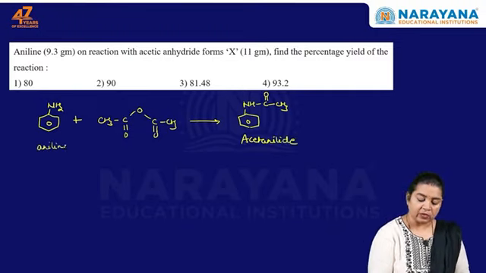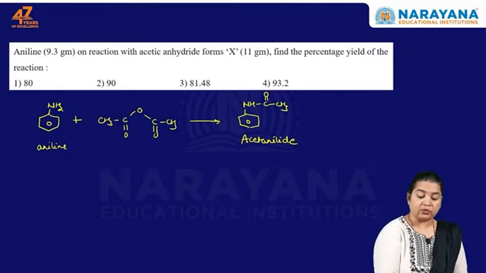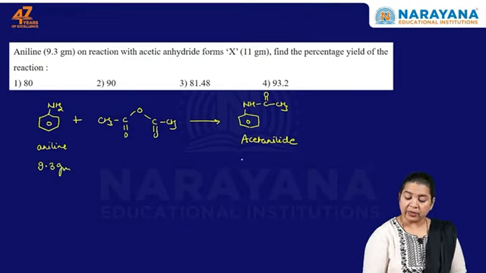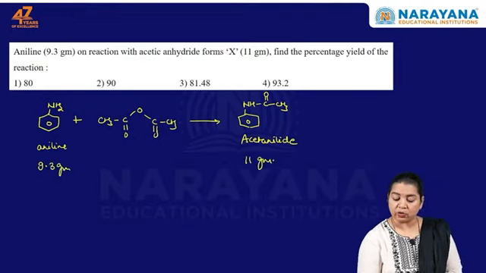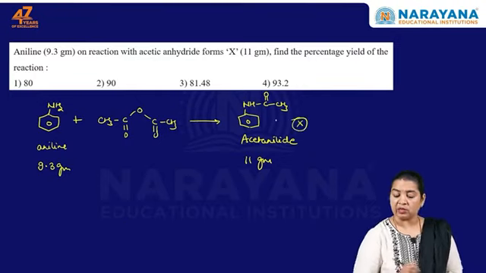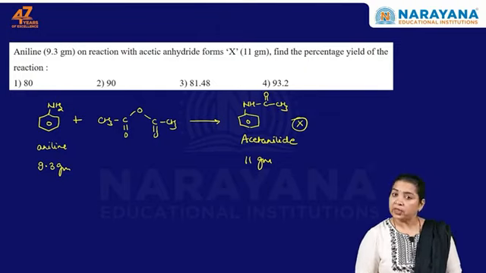This is aniline. Now what is being asked is about the yield. Let us first check. Aniline is taken 9.3 gram, and they are saying 11 grams of this X, the product they named acetanilide as X, is formed. So find the percentage yield of the reaction.